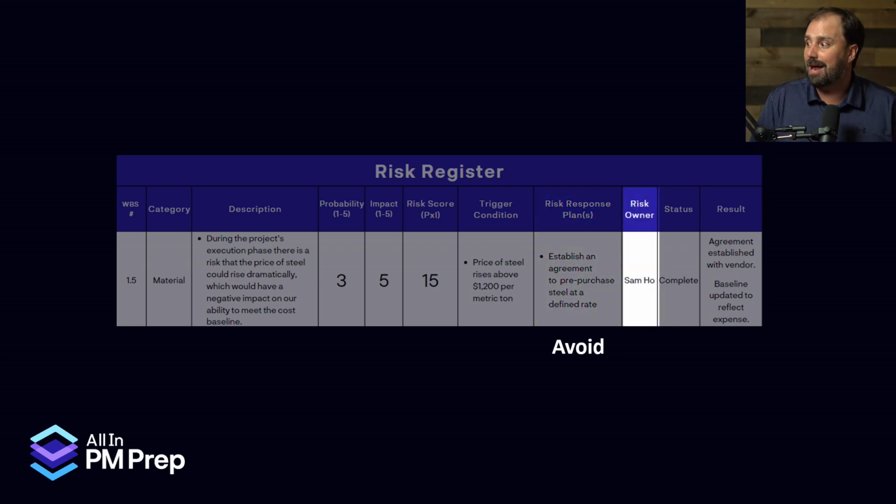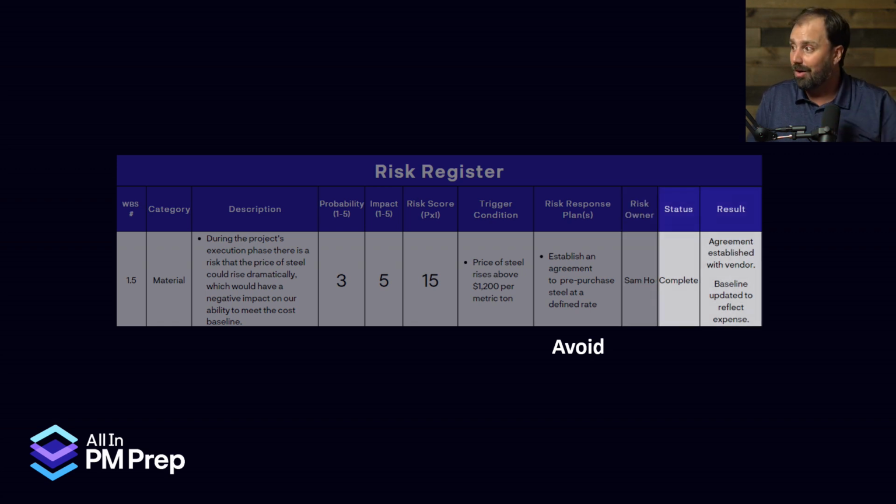Simple as that. Now, we would establish a risk owner to handle that deal, all right? And we would say, what is the status and what are the results? So the status is Sam went off. He already completed this, and we establish an agreement with a vendor, and the baseline, the cost baseline, remember we were in planning, was updated to reflect the expense. So that, boom, summarizes the entire line. We can go to the next one.